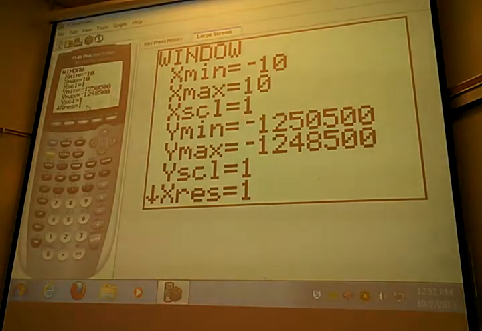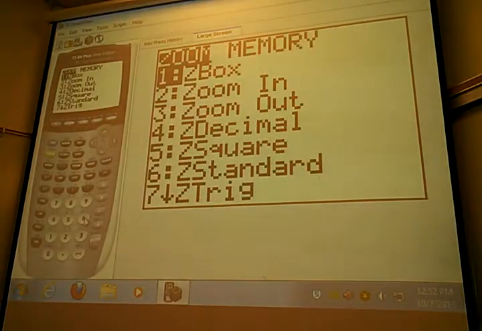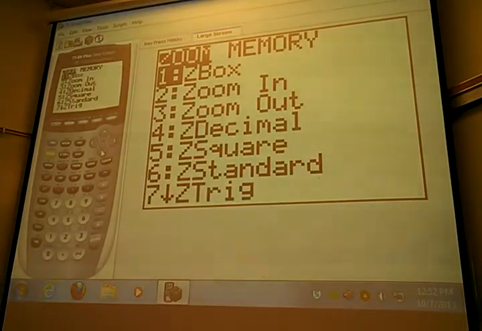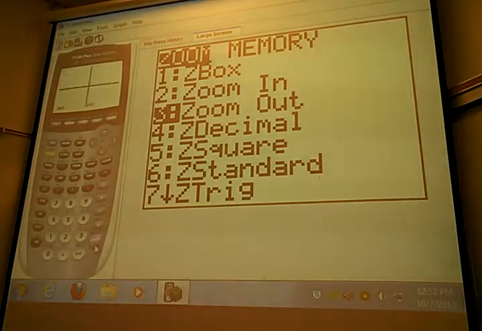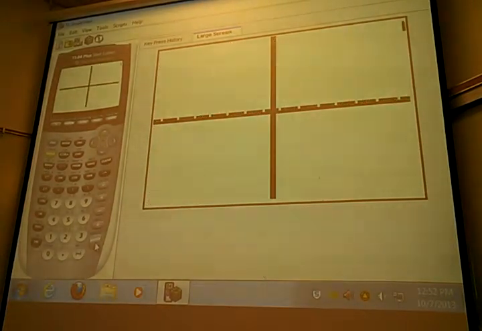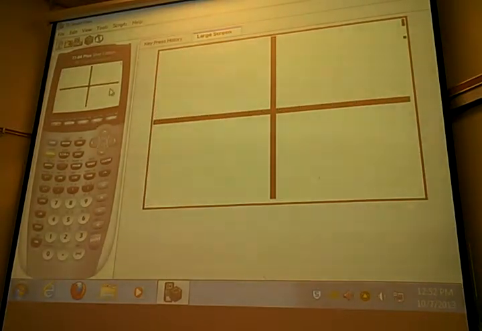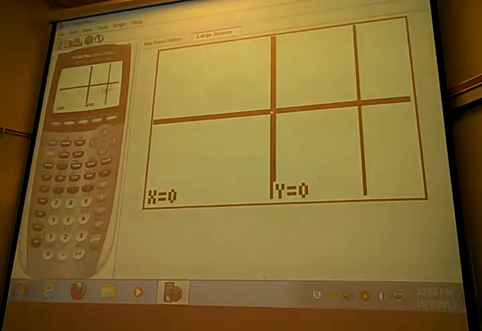Actually, y-max is way down. That's crazy. So let's do this. Let's go back to zoom 6. Back to normal. Now let's go to zoom out. See if we can catch it. We should be able to see something eventually. We have to zoom out again. Zoom out. There. Yay. Alright, cool.